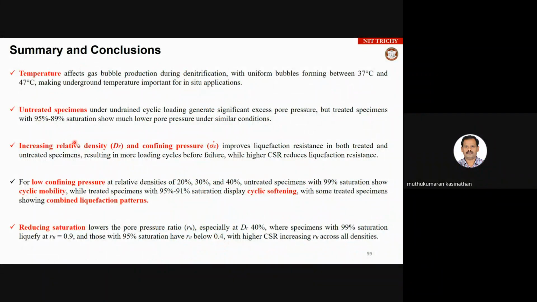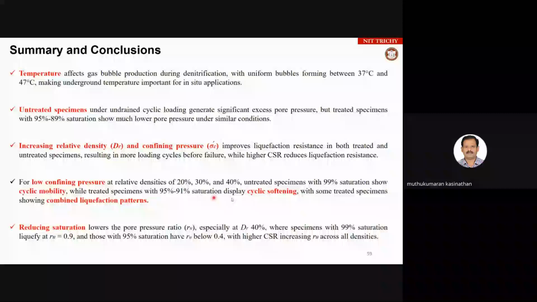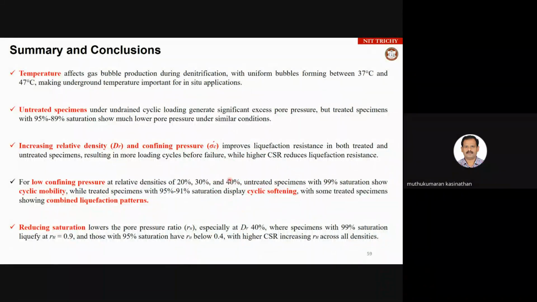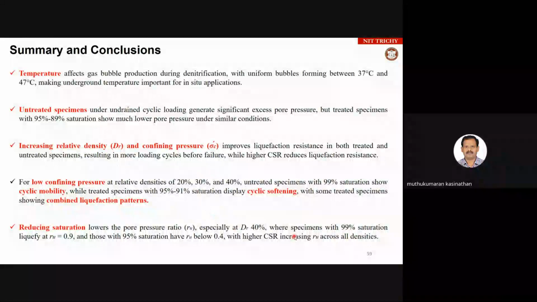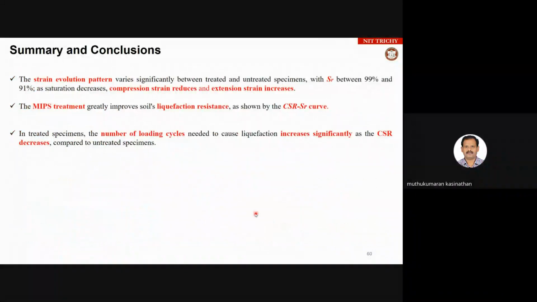Temperature effect was also studied, and treated samples with increased density will be more beneficial. However, increasing the CSR will have a negative impact, which we have witnessed through this analysis. Finally, we have developed an interaction curve of CSR-SR with respect to MAPS treatment. From that, we can make out the design curve.